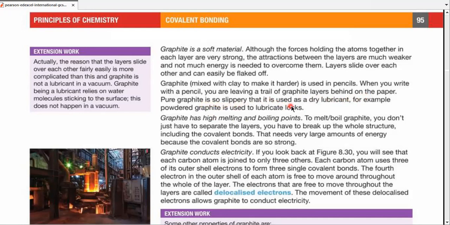Pure graphite is so slippery that it can be used as a dry lubricant. For example, powdered graphite is used to lubricate locks.